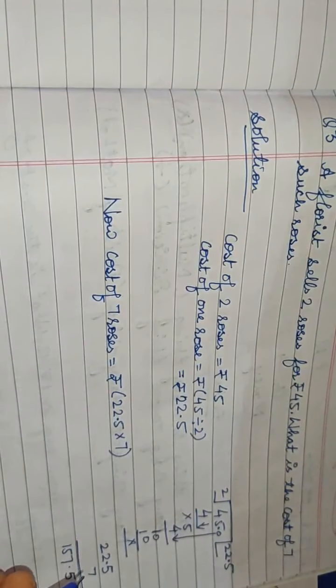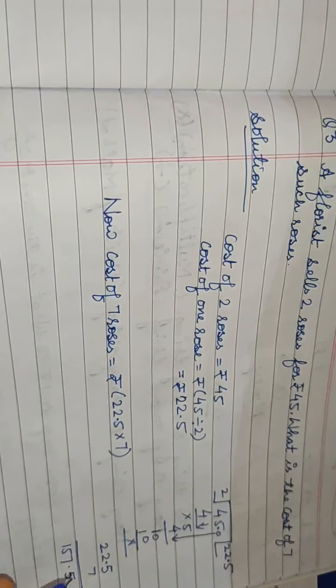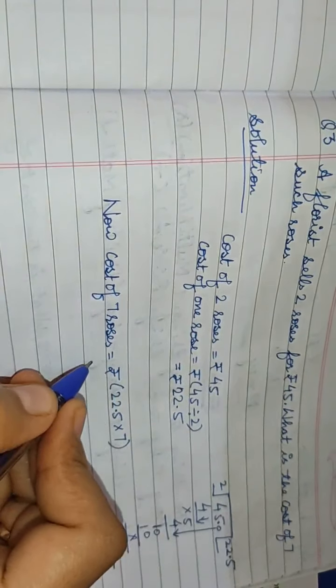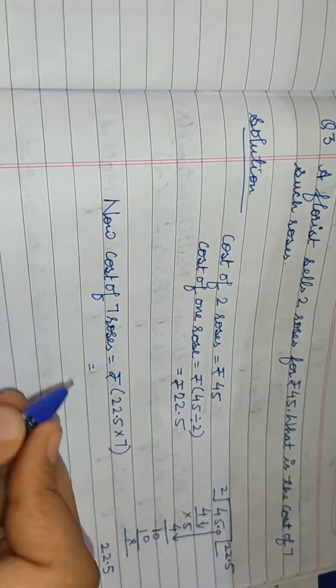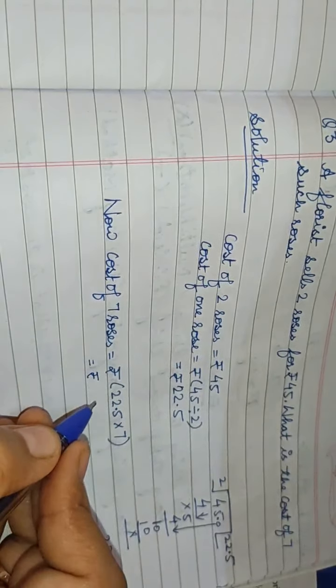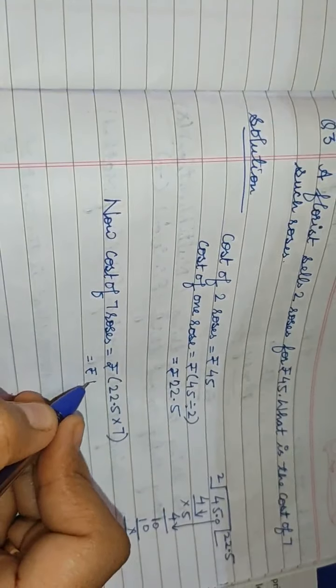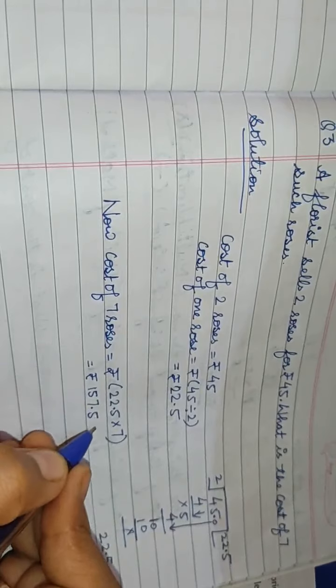Students, I have shown the multiplication here. When you multiply 22.5 by 7, you will get the answer as 157.5. So the cost of 7 roses is equal to 157.50.